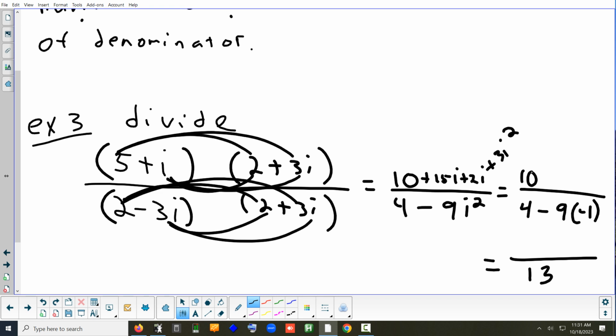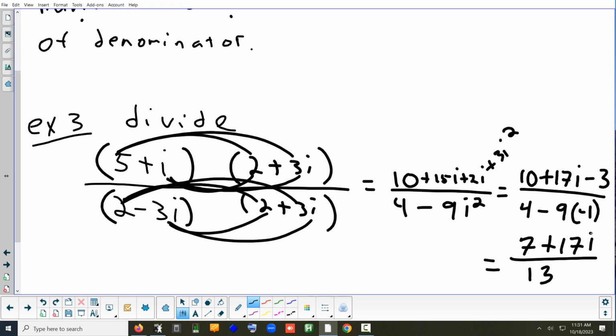So let's see, we got 10. What's 15i and 2i? 17i. And now 3i squared. That's going to be a negative 3. Okay, so the bottom's already done. But we can still combine some more like terms in the top. What are the like terms I can combine in the top? What's 10 minus 3? 7. And what else is still in the top? Plus 17i.